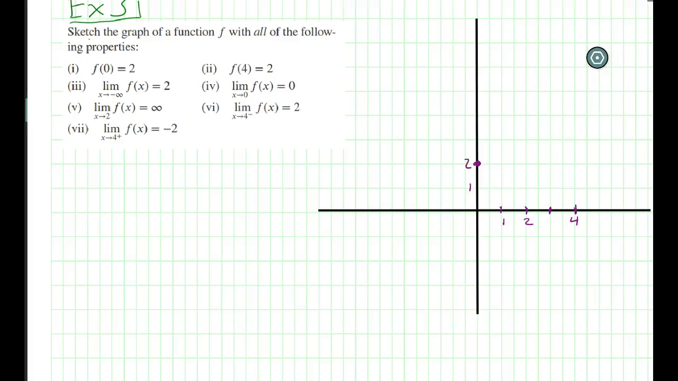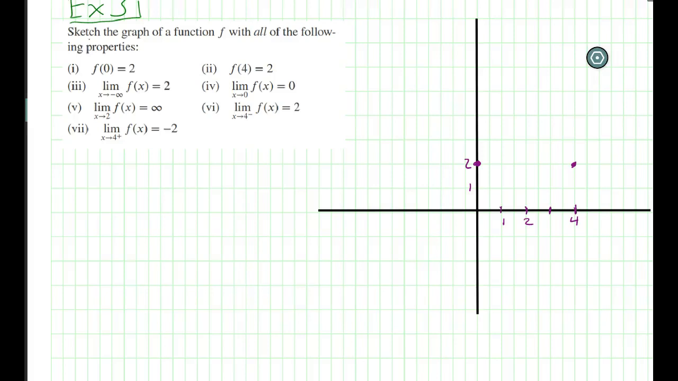So it has to have that point. So we know that much anyways. It's also given that f of 4 is 2, so that should also have that point. The third thing is the limit as x approaches negative infinity is also 2.